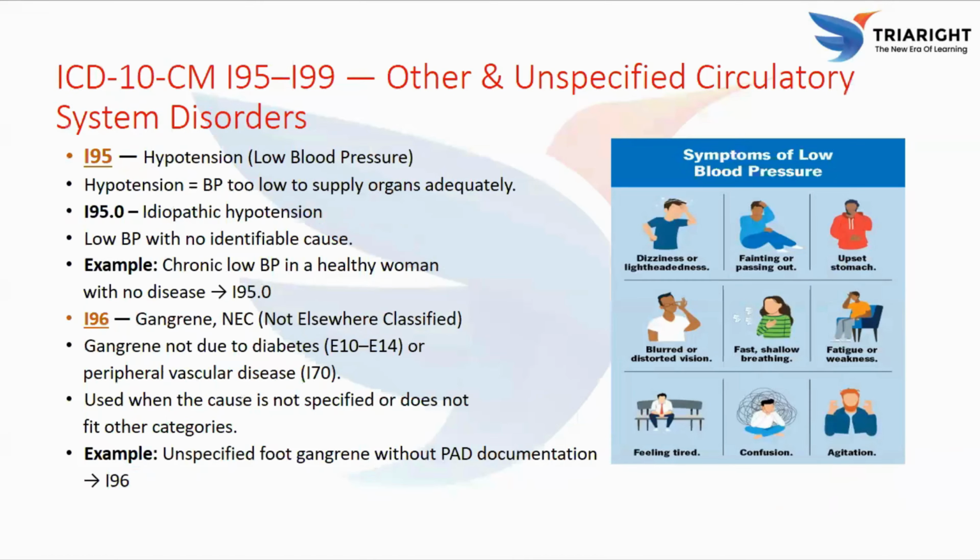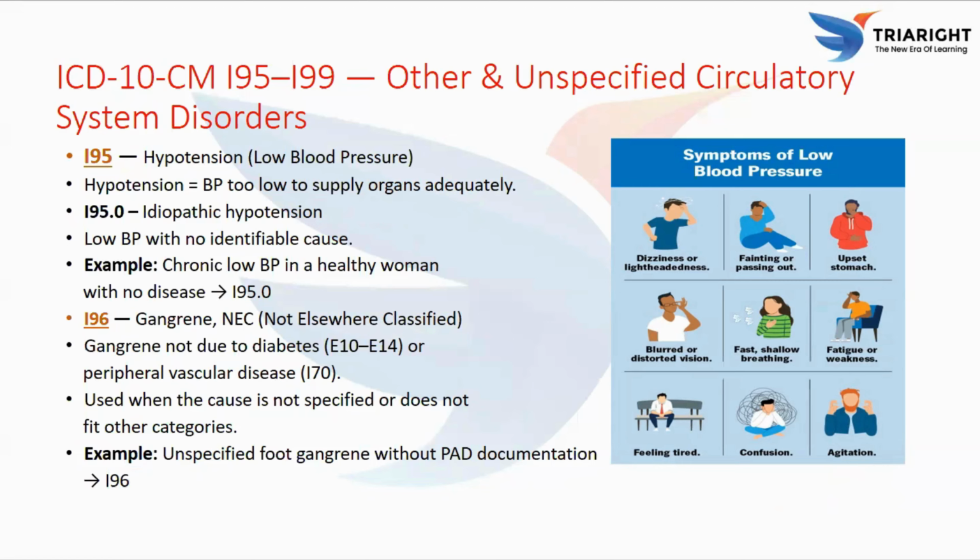So next, the ICD-10 code ranges from I95 to I99. What do they describe? Other and unspecified circulatory system disorders. These codes cover circulatory problems that don't fit into the earlier categories like heart disease, stroke or vascular diseases.